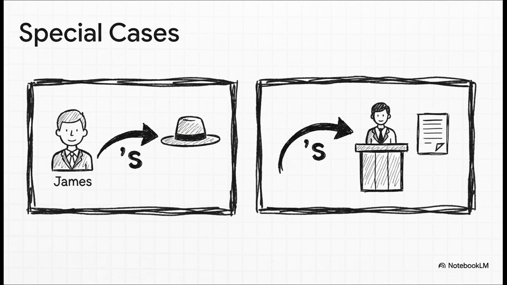Okay, I know what you're thinking. What about names like James or Chris? This is where everyone gets tangled up. The rule is, even for a singular noun ending in S, you still add another apostrophe S. So it's James's hat. It looks kind of weird, and it can feel weird to say, but that's the official rule. Same for a word ending in SS, like witness. You'd say, the witness's statement.